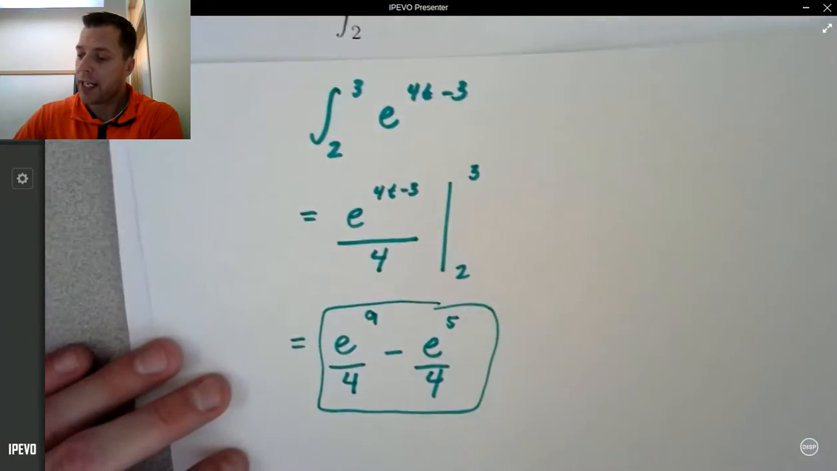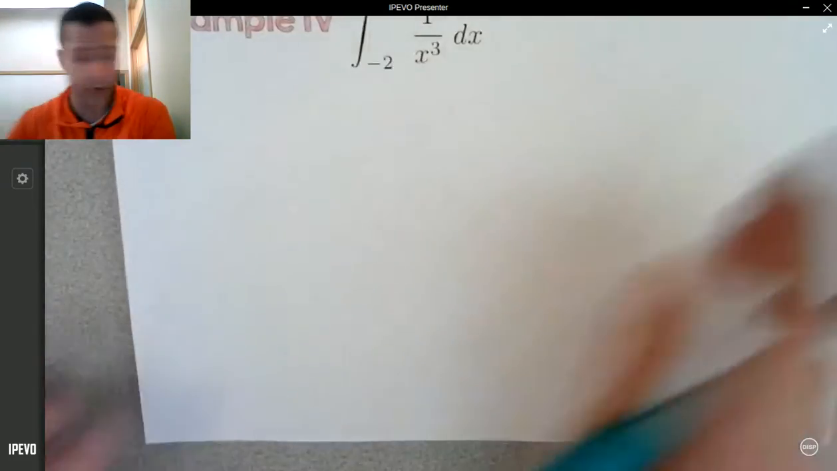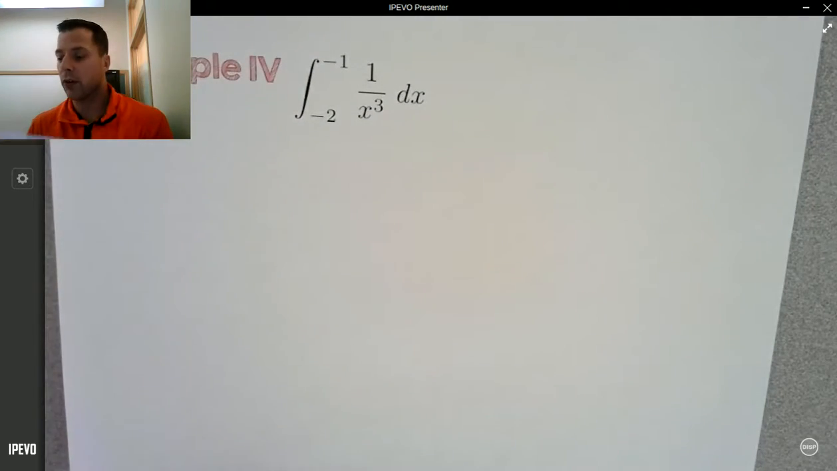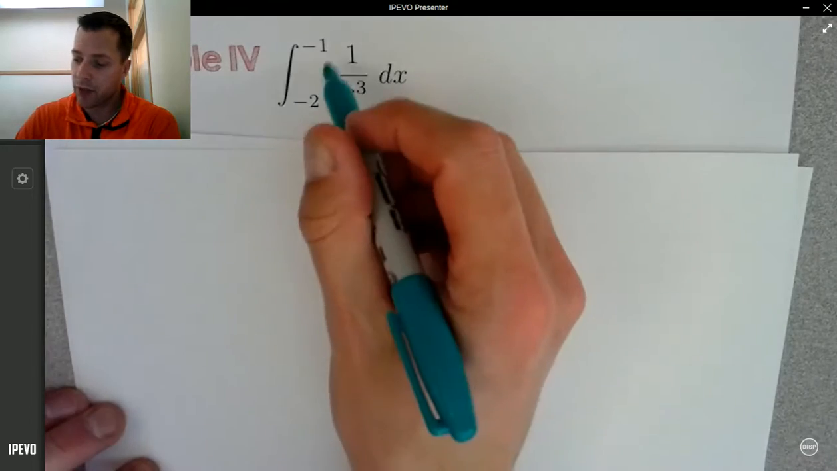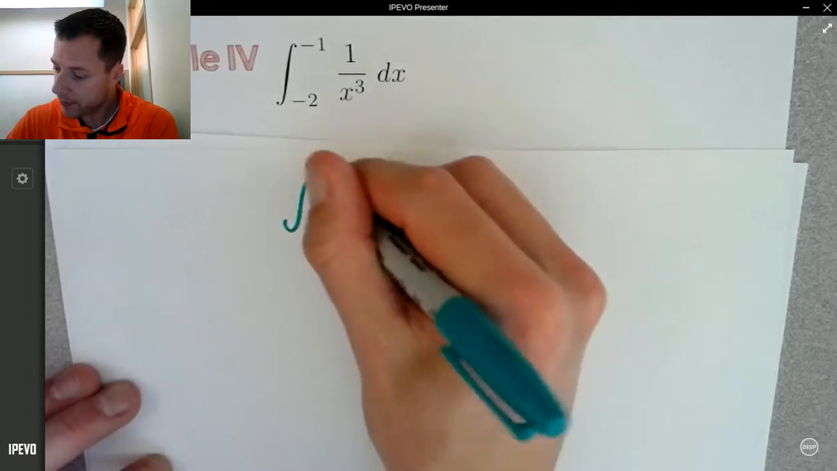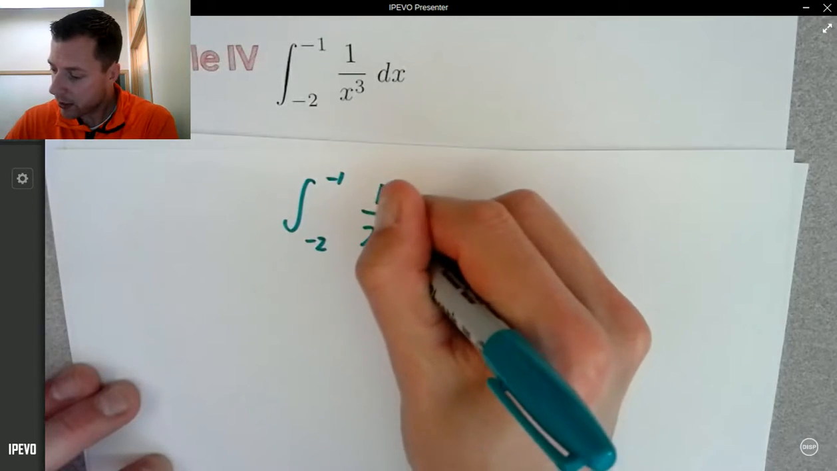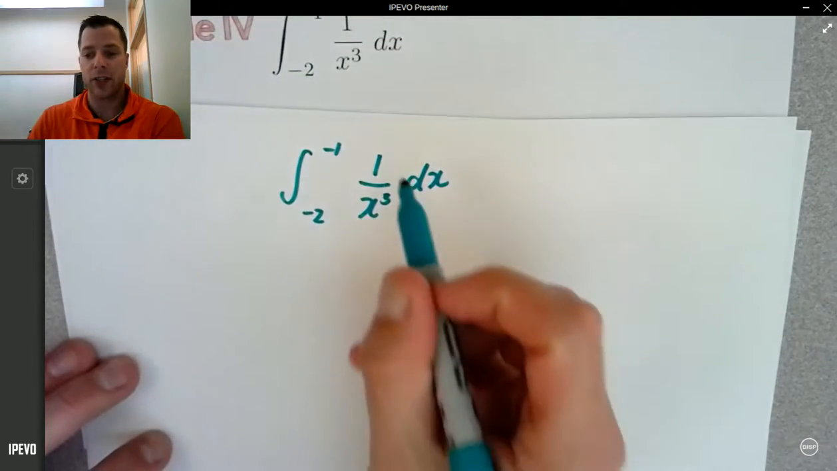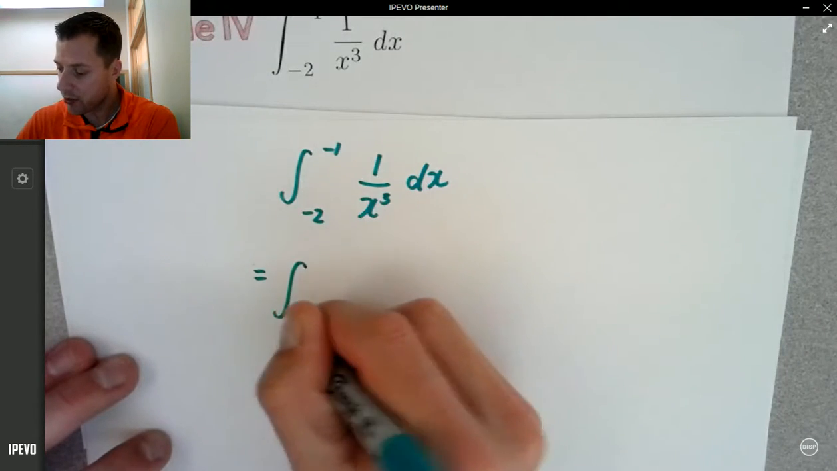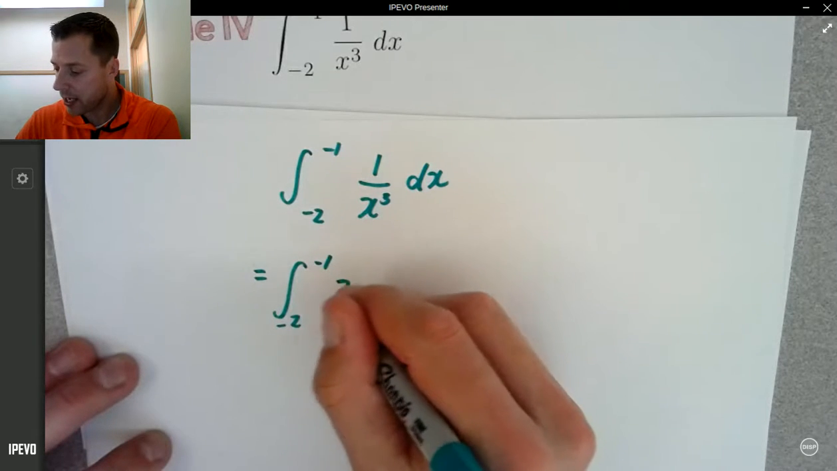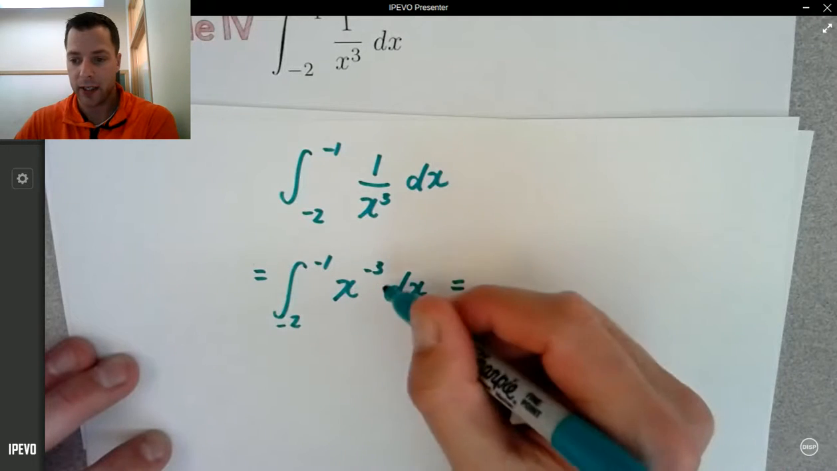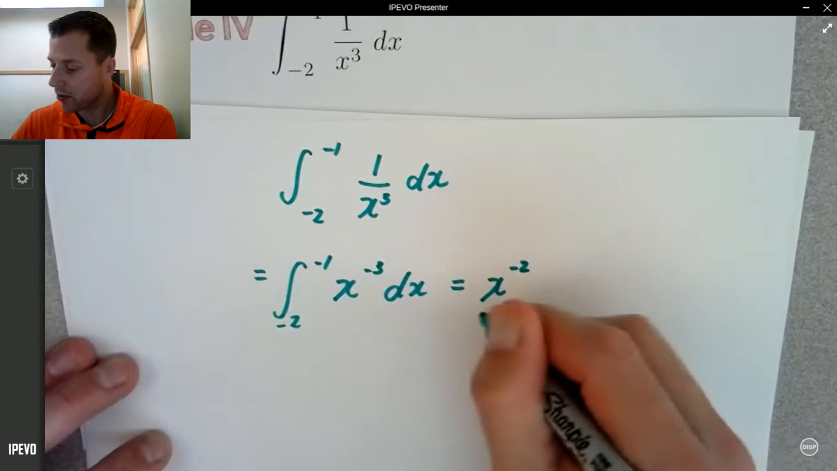And our final example of applying these rules: the integral from negative 2 to negative 1 of 1 over x cubed. Again, I rewrite this. The only big difference here is you have to plug in your upper and lower limit of integration. We'll rewrite this as the integral from negative 2 to negative 1 of x to the negative 3 dx. Integrate that, you add 1, so you have x to the negative 2 over negative 2.